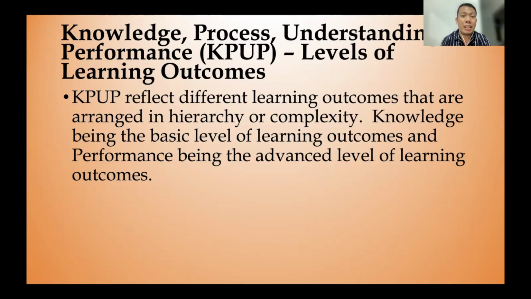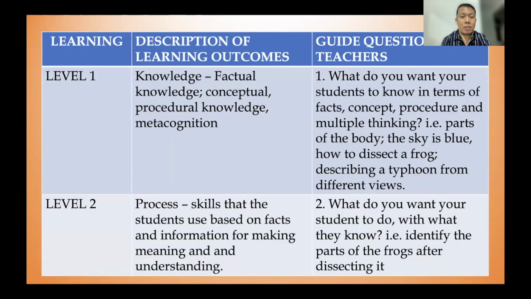Now, basically under the K to 12, specifically in high school, you have only three components for the computation of grades. The first one is the written work, the second is the performance, and the last one is the quarterly test. However, during the pandemic, we only have written test and then performance test. So there's no quarterly test. So these are the levels of learning, description of learning outcomes, and guide questions to the teachers.